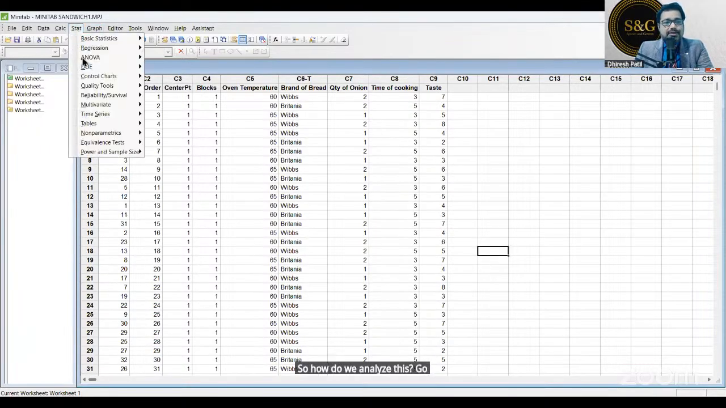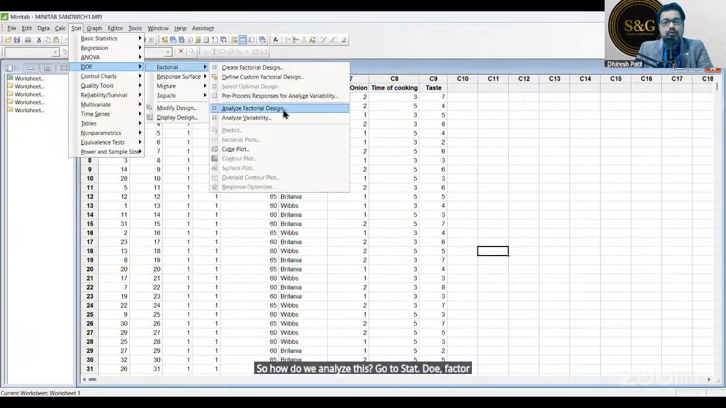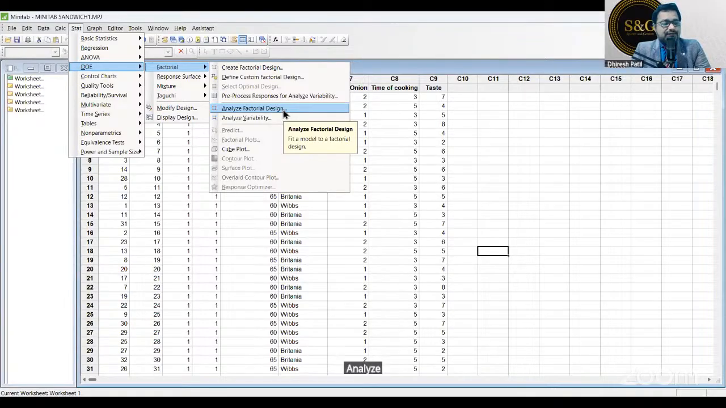Go to Stat, DOE, Factorial, Analyze Factorial Design. Just follow this path, please.